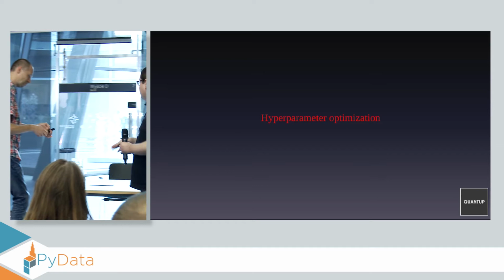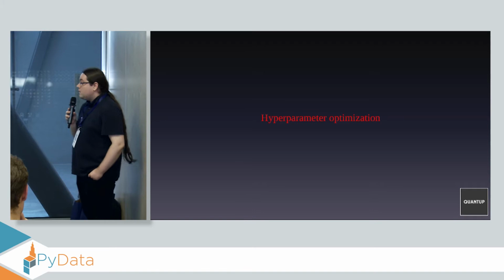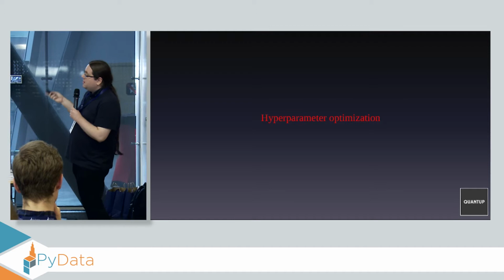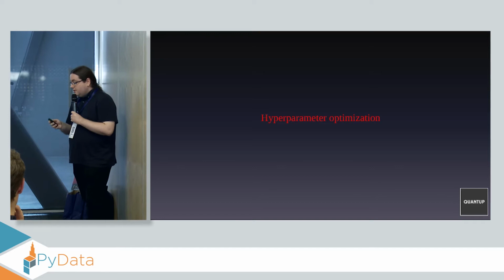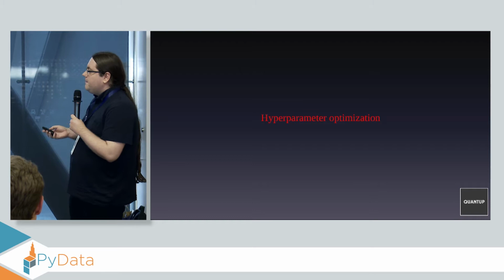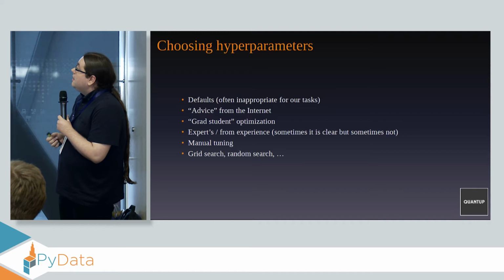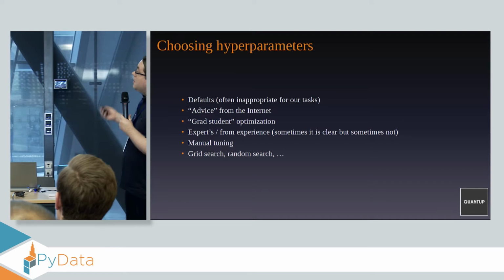So I'm going to show you one way to speed up the process so that you can pretty much jump from one of those speed of analytics brackets into the lower one, with pretty much not that many additional code. So, how do you usually choose hyperparameters in a typical analytical task? Well, there are some defaults usually.